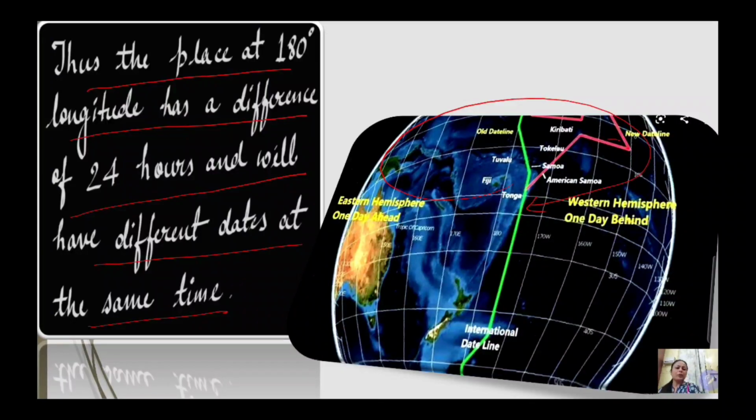If it is westward movement, then the date will be behind, and if one travels eastward, then one day will be added. A date will be added. It will be ahead. So students, you can see in the western hemisphere, one day is behind and in the eastern hemisphere, one day ahead. Because east is always ahead, as the sun rises in the east and then it reaches the west.